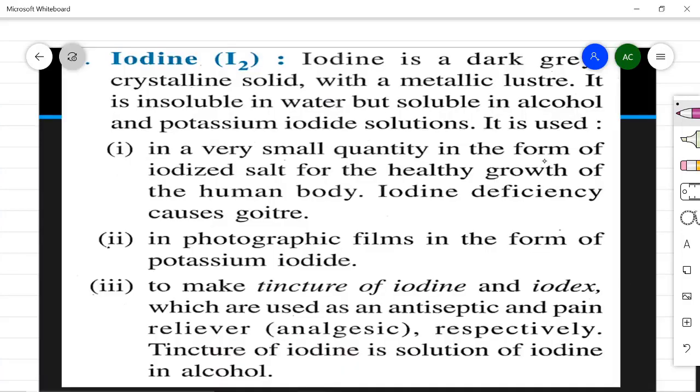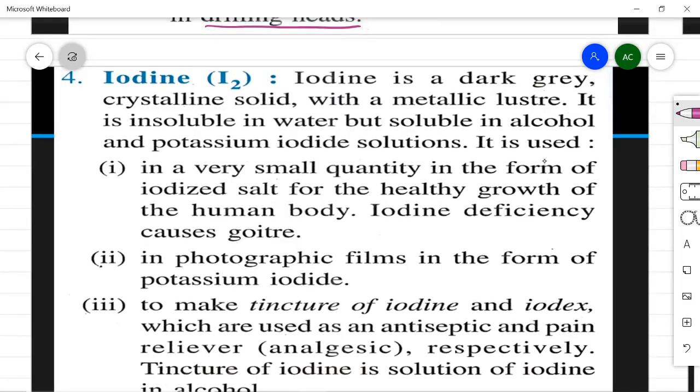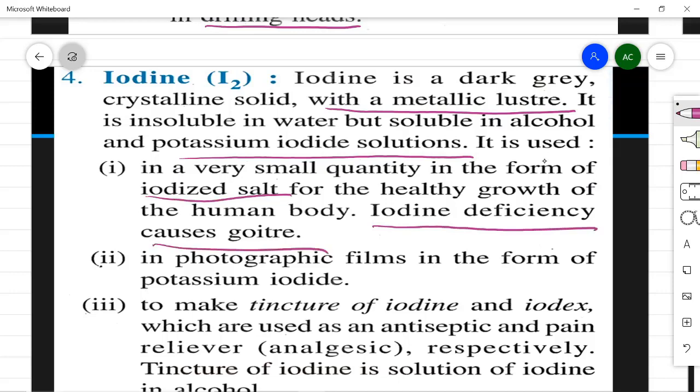Now the next non-metal which we will be talking about is iodine, symbol I2. It is a dark grey color crystalline solid with a metallic luster. Although non-metal है, लेकिन इसके अंदर वो shine है, जो metallic shine होती है वो इसमें present है. It is insoluble in water but soluble in alcohol and potassium iodide solutions. It is used in a very small quantity in the form of iodized salt for healthy growth of the human body. Iodine deficiency can cause goiter, जो गले में नीचे फूल सा जाता है बड़ा सा, उसको goiter बोलते हैं. तो इसमें आयोडीन जो है सॉल्ट में मिलाई जाती है जिससे goiter ना हो, आयोडीन की डेफिशिएंसी ना हो.